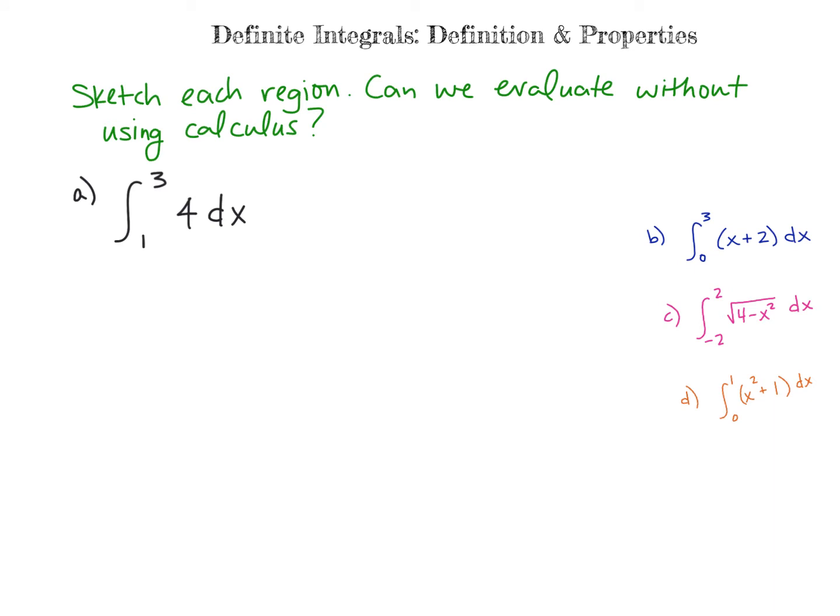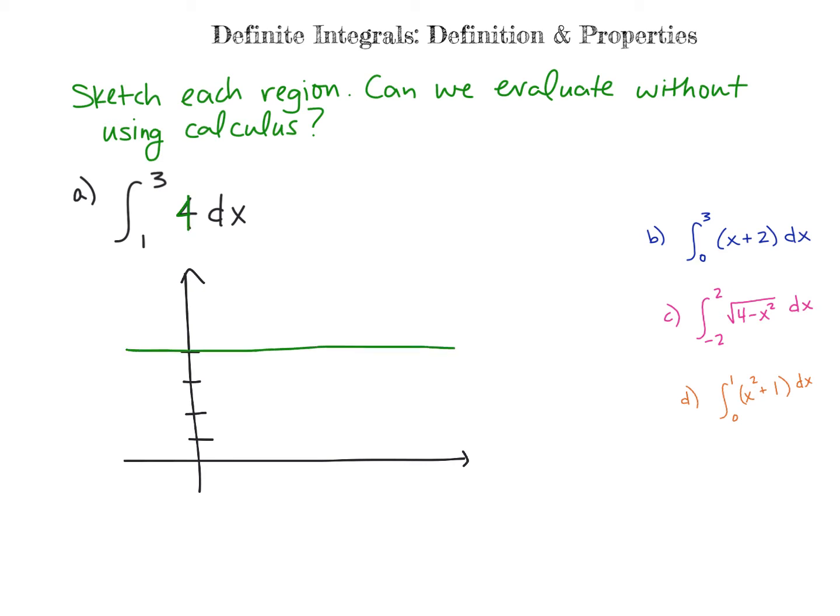Let's sketch part A. We want the definite integral from 1 to 3 of the function just 4 dx. So this means that we want to sketch the function y equals 4, or f of x equals 4. Well, that is just a horizontal line through y equals 4. So it looks like this. I will sketch the function in green. So there it is. This is f of x equals 4.